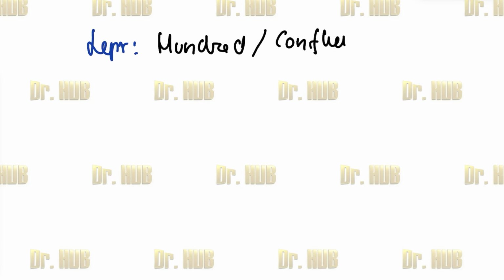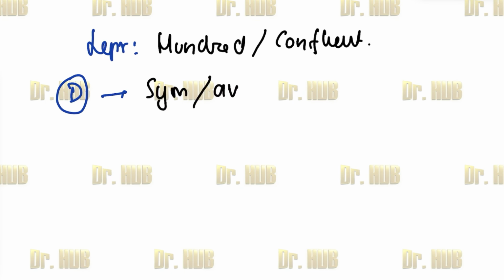Now let's move on to the lepromatous. So talking about the lepromatous spectrum, the lesions will be 100. So there are 100 lesions and they are confluent. So what about the distribution? Distribution wise, it is going to be symmetrical, and it is avoiding the sore areas.